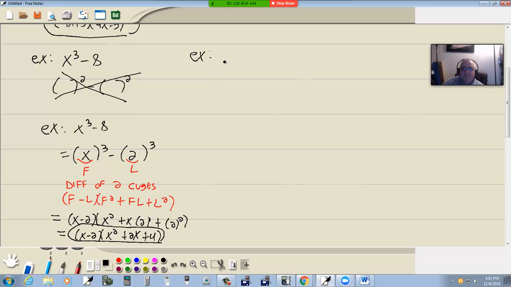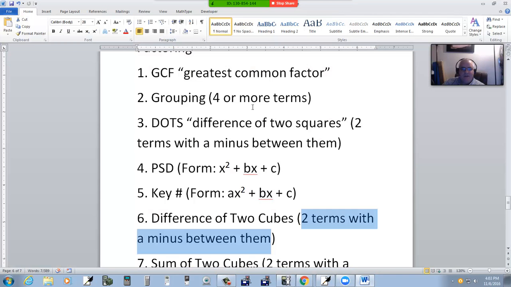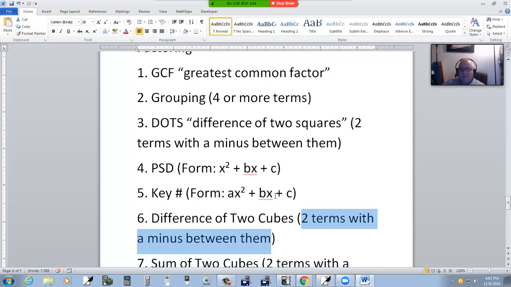And one last one. Let's say we got x to the third plus 27. GCF? No. Grouping is 4 or more terms? No. This is 2 terms with a plus between them. Difference of 2 squares? 2 terms with a minus between them? No. This is a plus between them. PSD and key number are both 3 terms.